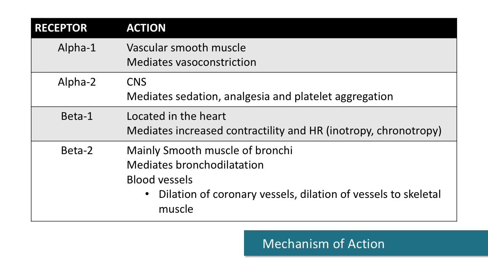Beta receptors have several functions within your body. Beta-1 is primarily located in the heart and mediates increased contractility and heart rate. This both improves inotropy as well as chronotropy. Beta-2 receptors are found in the smooth muscles of the bronchi, causing bronchodilation when stimulated, but can also be found in your blood vessels and lead to vasodilation in certain important places, such as dilation of coronary vessels, as well as dilation of vessels to the skeletal muscle.